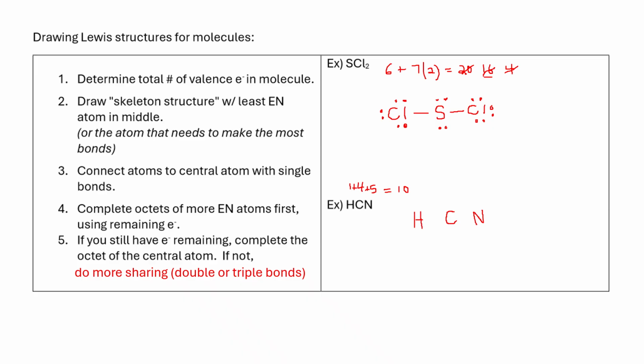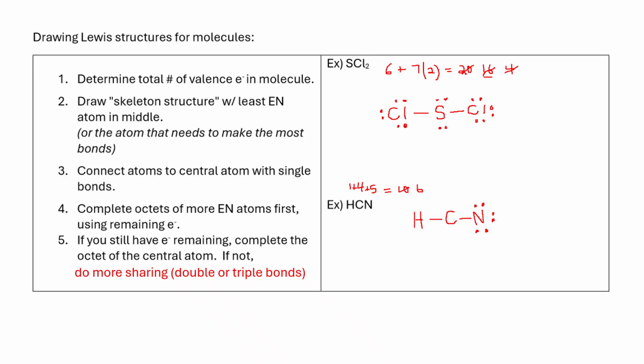Okay, so we're going to start just like our previous one. We're going to start with putting the single bonds in, and that actually takes care of 4 of our 10 electrons, right? So now we're down to 6 to work with, right? Okay, and then on step 4, we complete the octets of the more electronegative atoms first. So that's going to be nitrogen, since nitrogen is more electronegative than carbon. And so I'm going to go ahead and put the remaining 6 electrons on this nitrogen, right? And this hydrogen over here doesn't need any more, so it doesn't get any more.